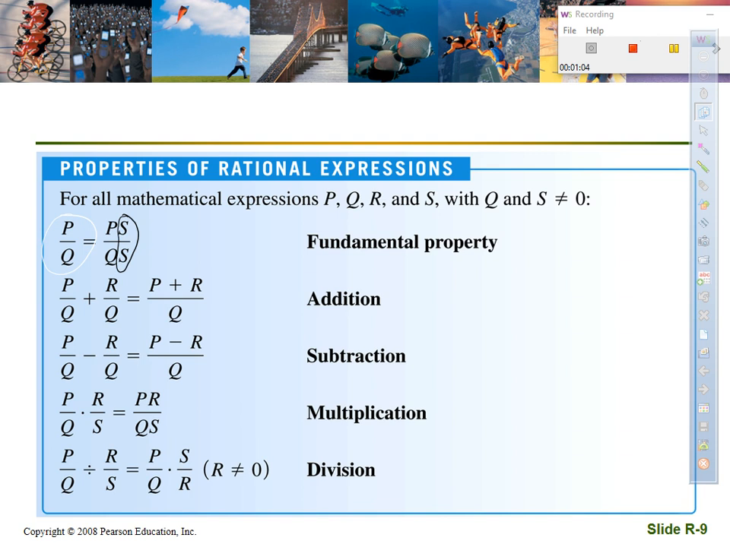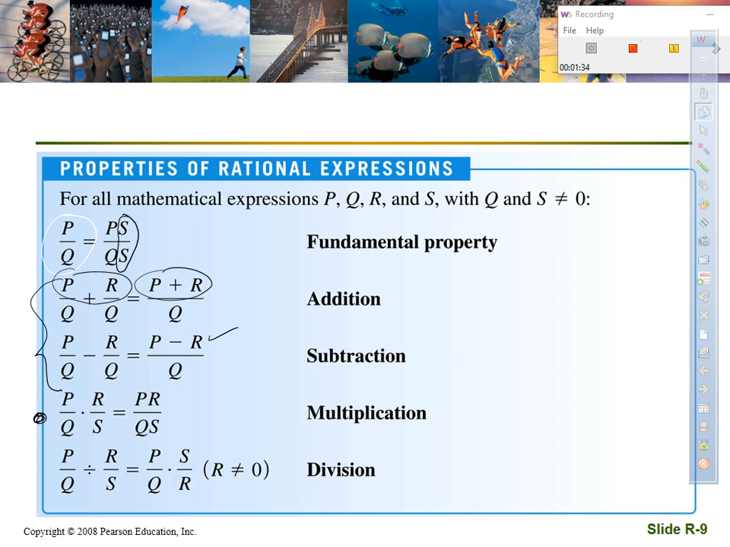Now, whenever you want to add or subtract fractions, you need to make sure you have a common denominator. Once you have a common denominator, you just work with the numerators. So P over Q plus R over Q becomes P plus R over Q. Same with subtraction. As long as you have a common denominator, just work with your numerator. Now, when you're multiplying fractions, you multiply straight across. And if you're dividing fractions, we can always change that to multiplying by the reciprocal. That's how we divide fractions.